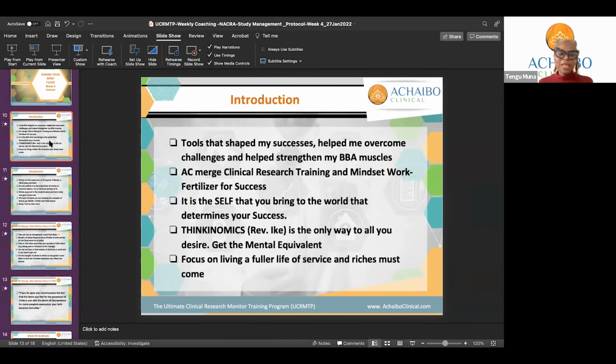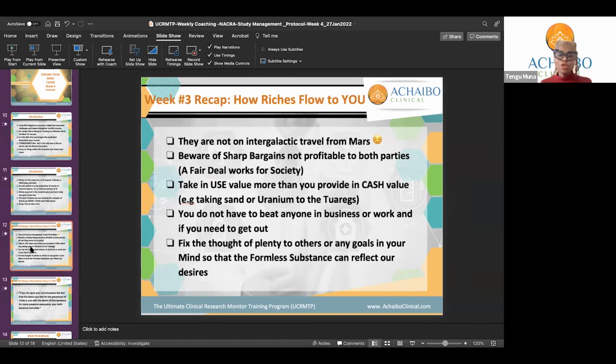So you do not need to beat anyone. I love this one. You do not need to beat anyone in business or work. And if you do, get out. You don't want to be in a business where they're encouraging you to compete against each other, cut this person off, steal from them, steal their clients or steal their work. You don't want to do that. That's not how riches flow to you.